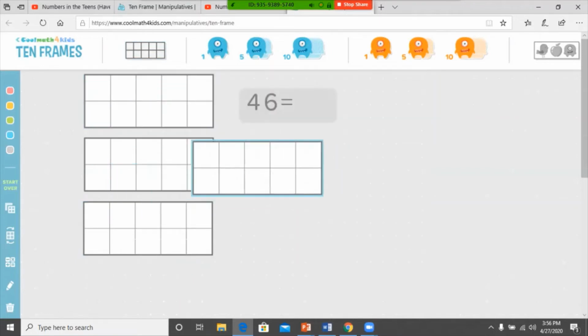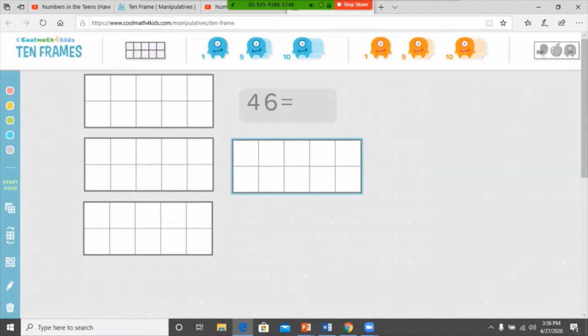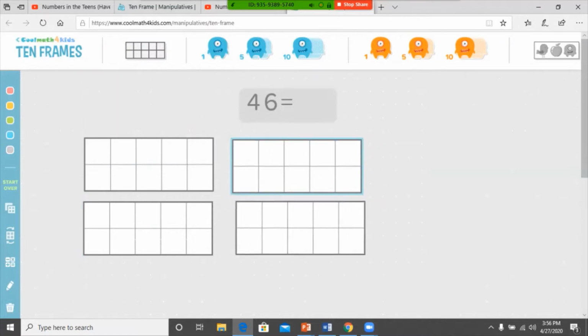I'm running out of room. We'll move it over here. Maybe that would look better. All right, so we have 10, 20, 30, 40. Now, we have to drag our monsters. We want to fill these 10 frames.